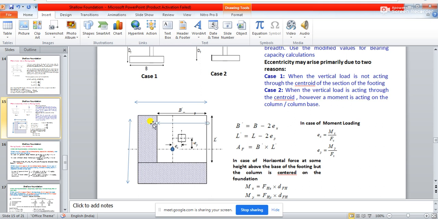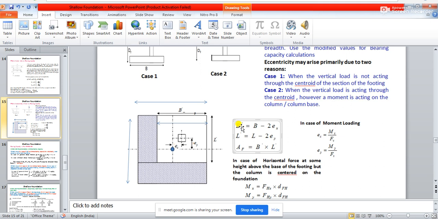By how much amount will this reduction happen? The amount of reduction will be the breadth of the footing minus this distance, and this distance is observed to be twice Ex. Ex, you notice, is the eccentricity in the x direction. So, if you subtract twice Ex from B, then you get the effective width of the footing.